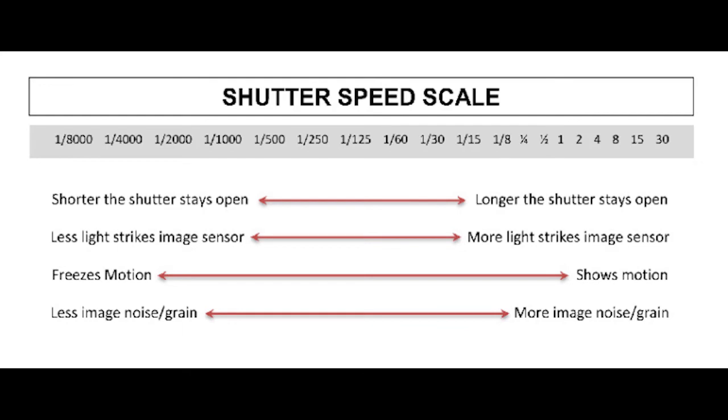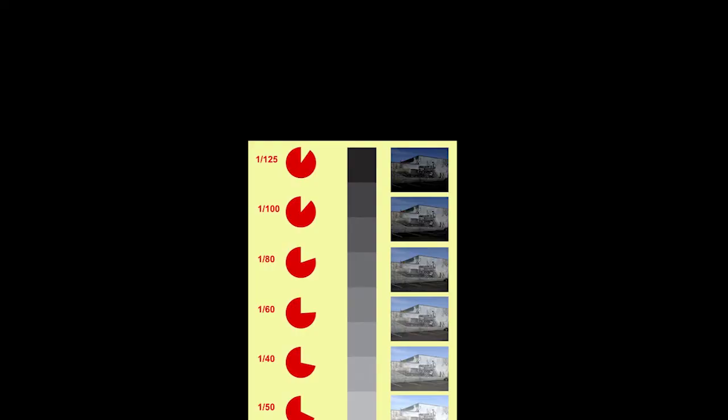Now you're wondering, how does shutter speed affect the image? Shutter speed determines how long the sensor is exposed to light, and the longer the sensor is exposed to light, the brighter the image, and the higher the exposure. But shutter speed works hand in hand with ISO and aperture. I talked about aperture in my previous video.